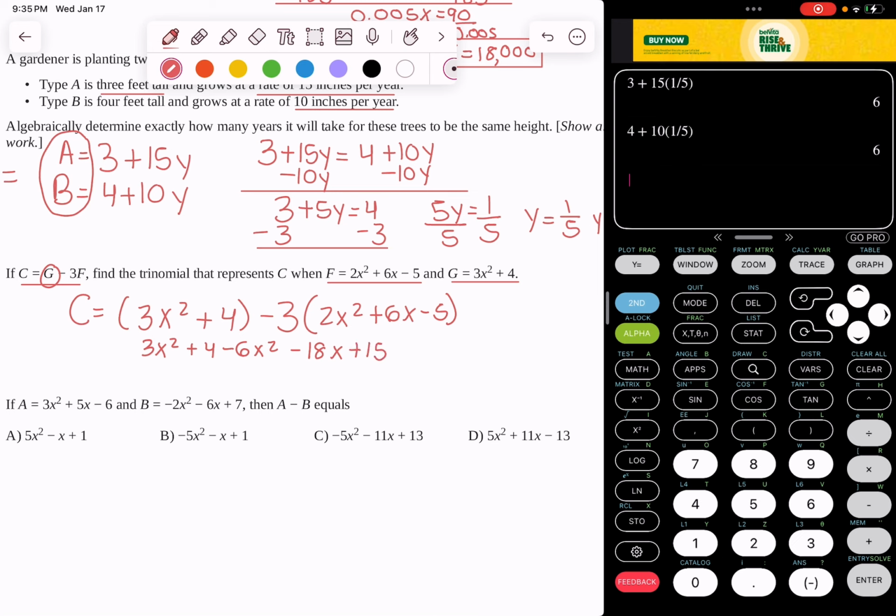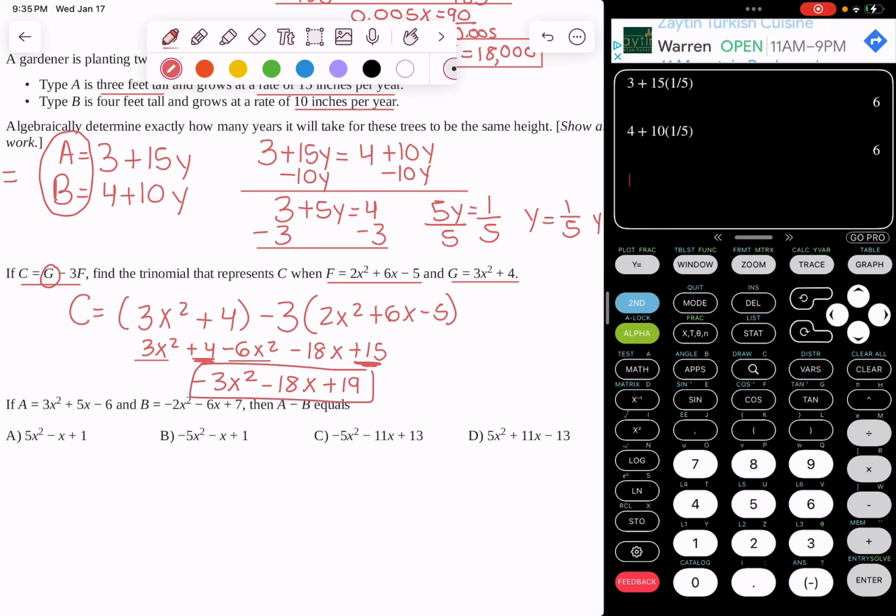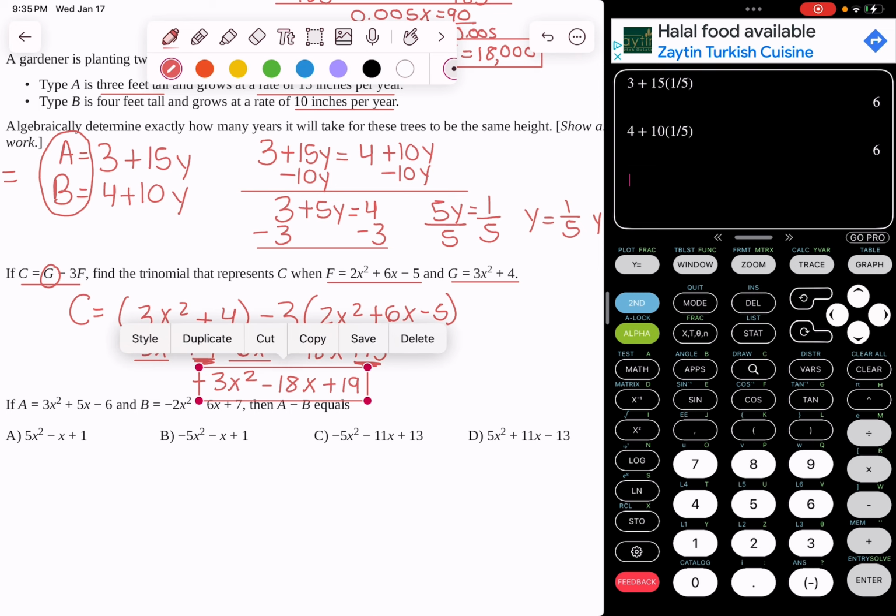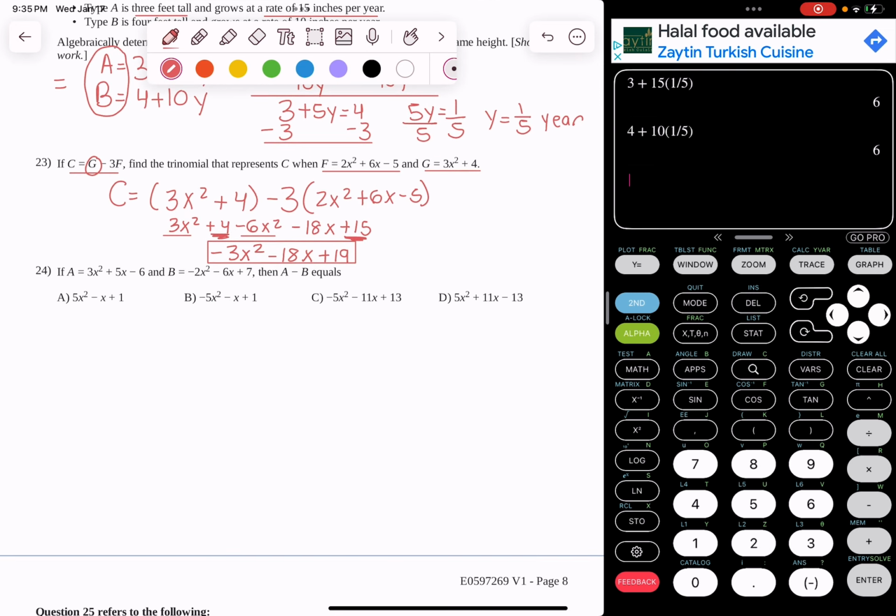Good. Now 3x squared minus 6x squared is negative 3x squared. Then let's bring down the negative 18x. And then 4 plus 15 is 19. And this would be what C equals. Great job.